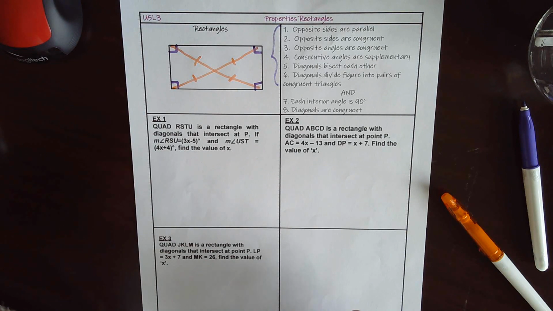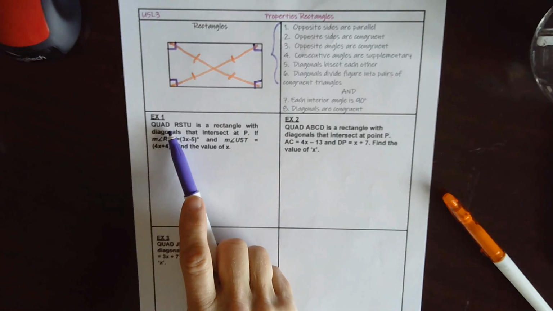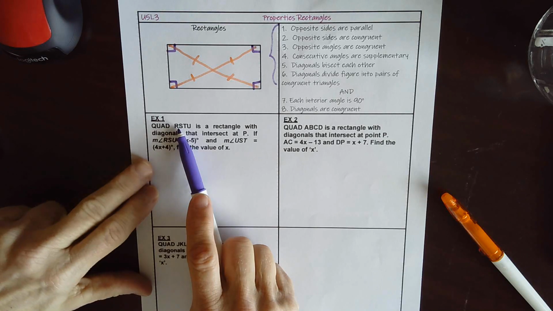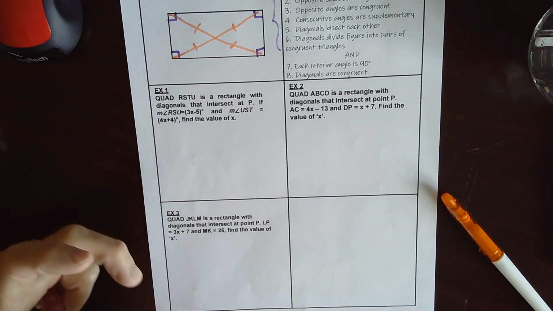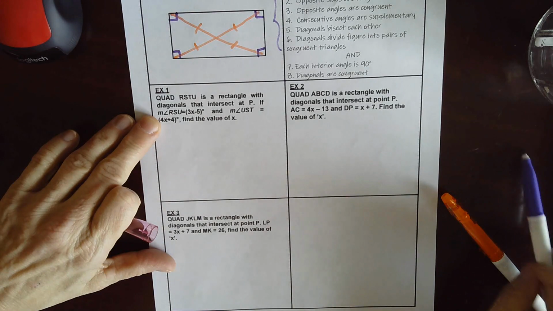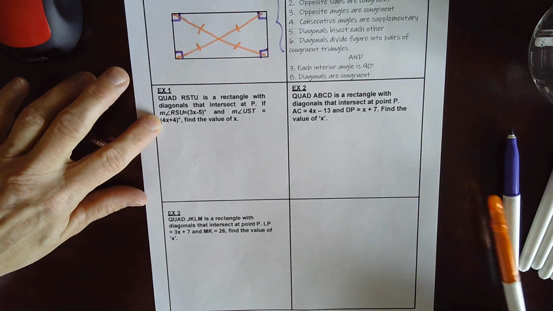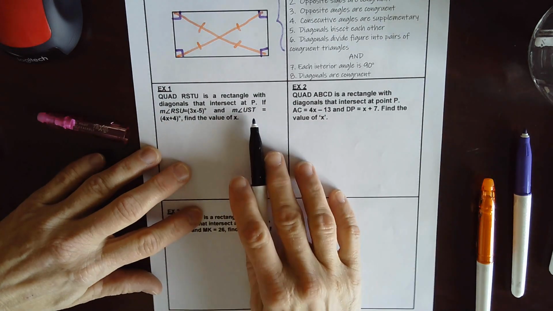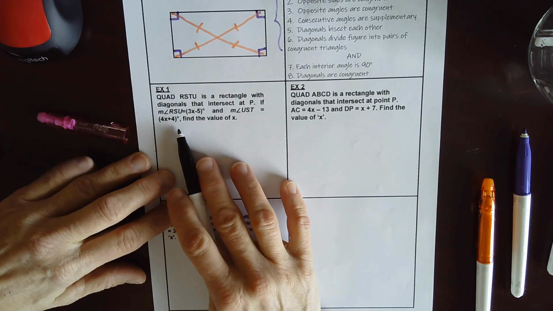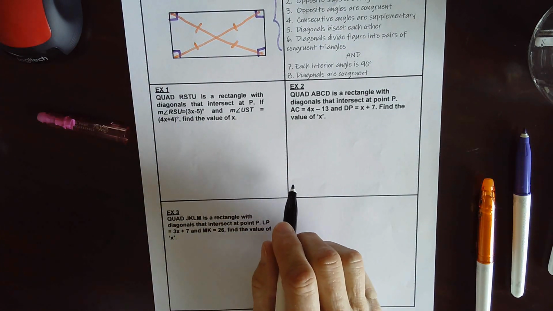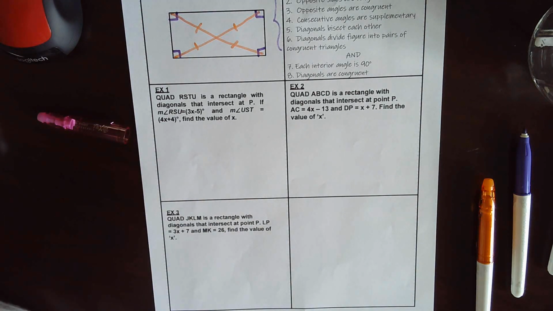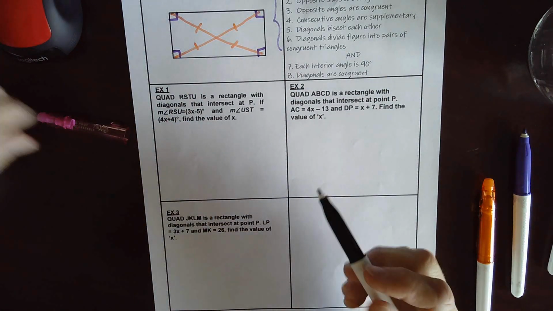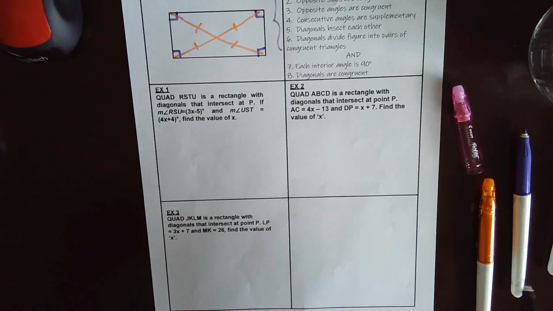Let's take a look at a few examples. It says quadrilateral RSTU is a rectangle with diagonals that intersect at P. If the measure of angle RSU equals 3x minus 5, and the measure of angle UST equals 4x plus 4 degrees, find the value of x. Well, the first thing I would suggest is let's draw this rectangle so we know what we're working with here.